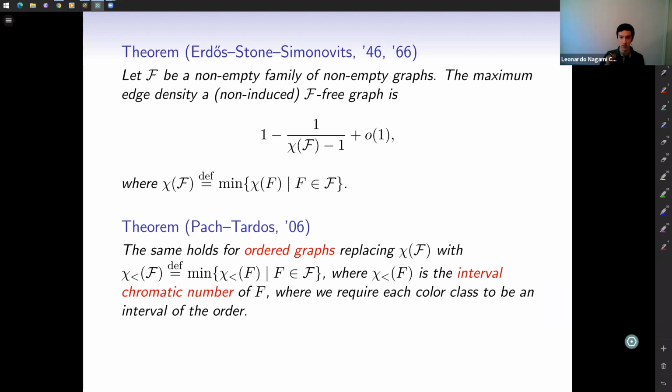So again, can you repeat what the interval is? By interval, you mean that... interval means an interval of the order, right? So you think of an order, an interval in the order is any set such that if I give you two points in the set, if a point is in the middle of them in the order, then it must also be in the set.